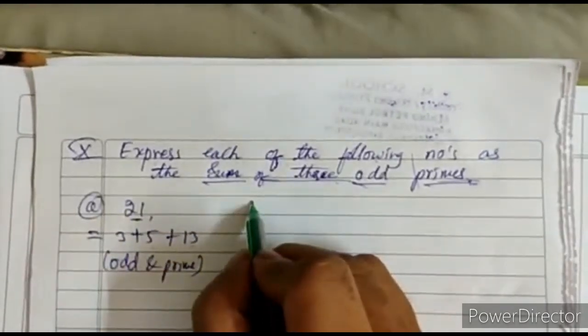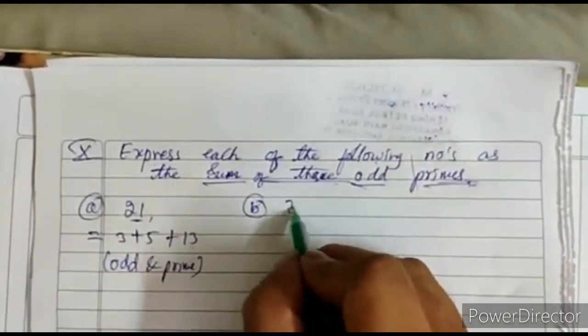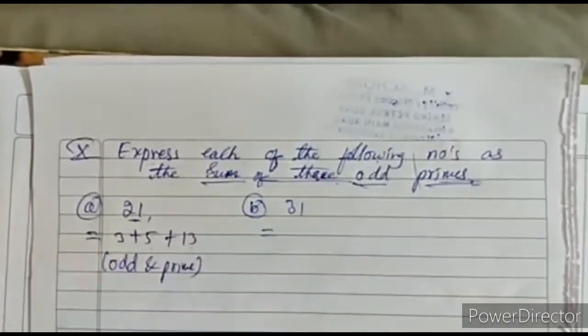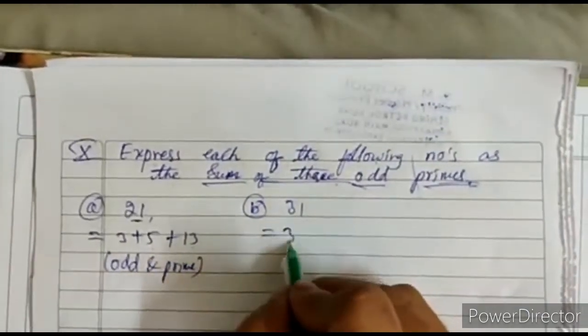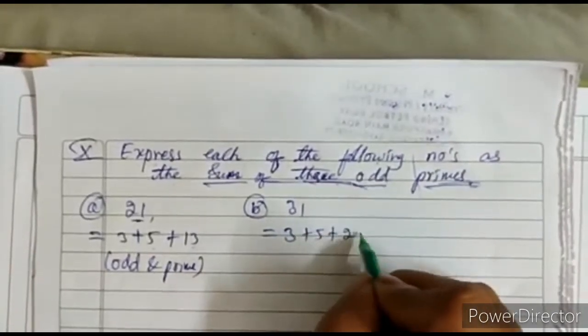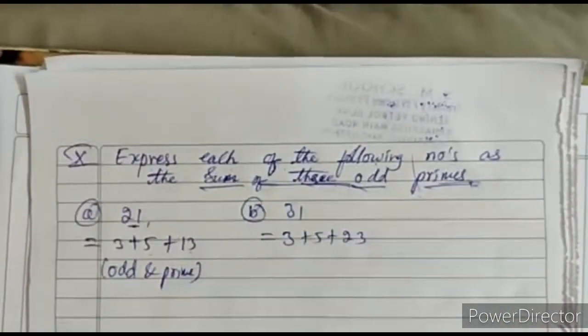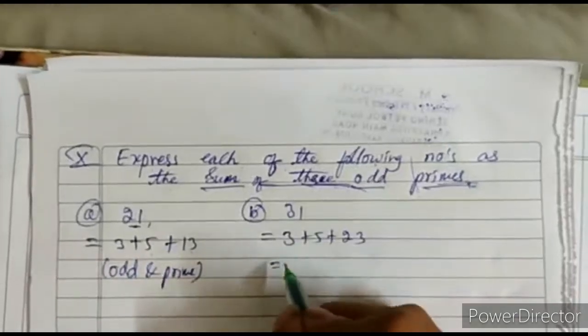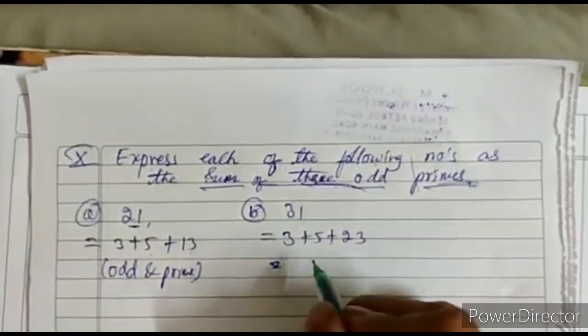Similarly, I will do the next one, that is 31. 31 is a prime number. So we can write it as 3 odd prime numbers: 3 plus 5 plus 23. These 3 also are prime numbers. We have to find numbers that are odd and prime.